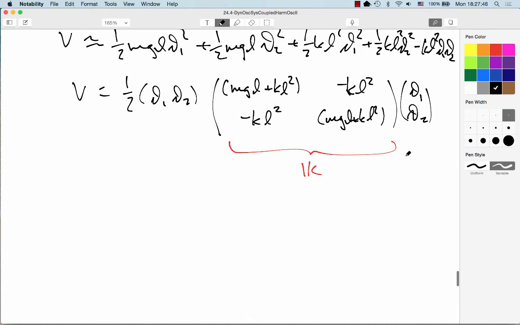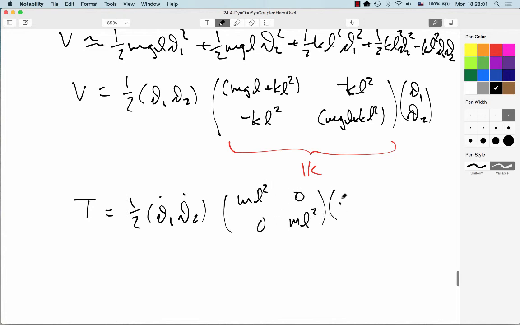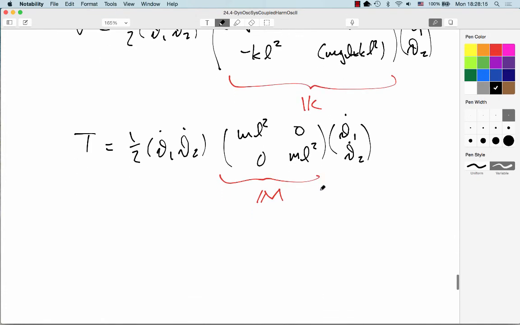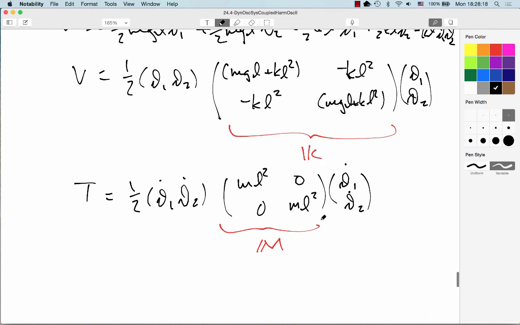All right, similarly, I could rewrite the kinetic energy T as 1/2 theta 1 dot theta 2 dot, ml squared 0 0 ml squared, theta 1 dot theta 2 dot, which is why these have to be generalized masses, because now we're dealing with moments of inertia there, but they'll play the role of a mass on T and V. All right, so when we look at this, this is chosen to be the same kind of layout as what we had before.